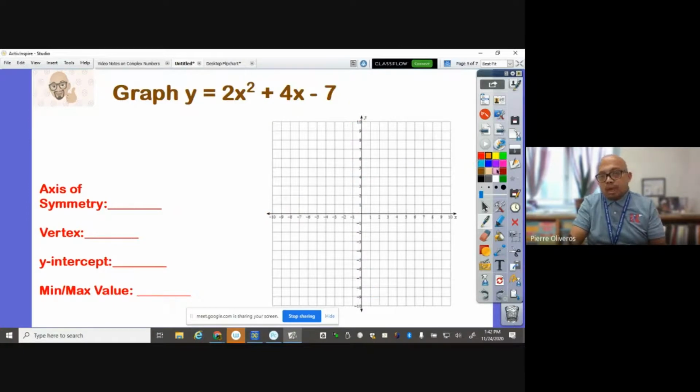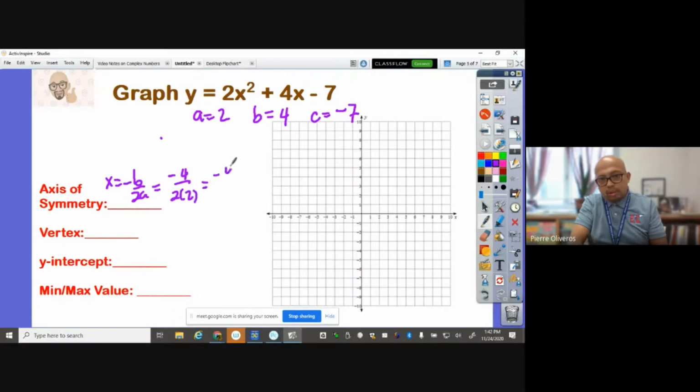2x squared plus 4x minus 7. Again, we know that the value of a here is equal to 2, the value of b is equal to 4, the value of c is equal to negative 7. Applying the axis of symmetry here, which is x equal to negative b over 2a, negative 4 over 2 times 2, that will be negative 4 over 4, I mean, that will be negative 1. So therefore, the axis of symmetry is x equal to negative 1.